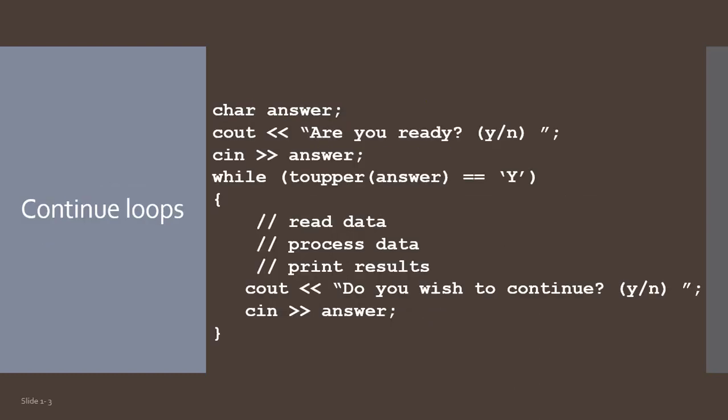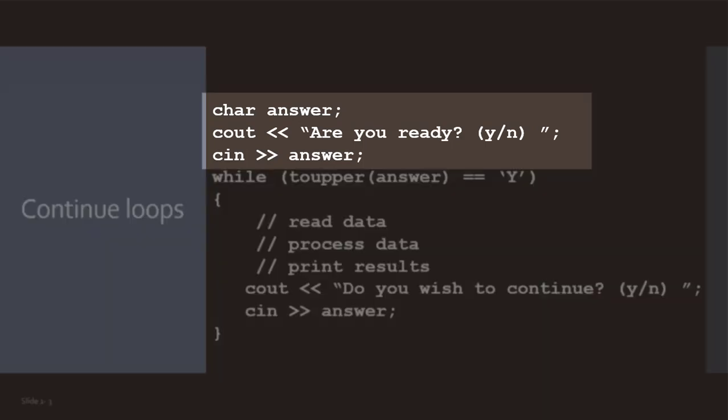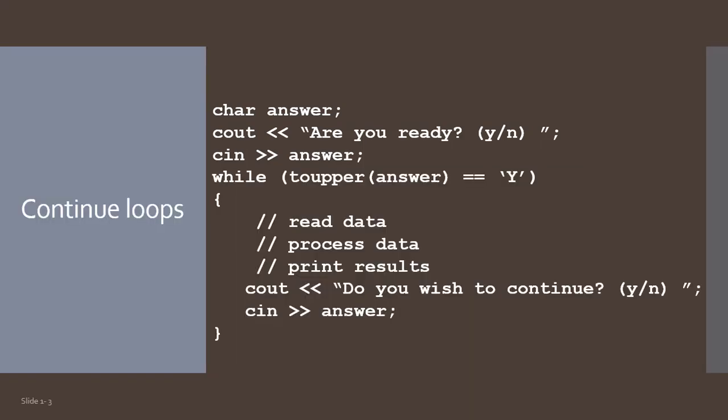Here's a typical loop. We have a variable called answer that contains a single character. We ask the user, are you ready? And they type in yes or no. We read that character and then we get to the loop. Now they might have typed in a lowercase y for yes, or they might have typed in an uppercase y. We don't know. So the while loop is going to do this.